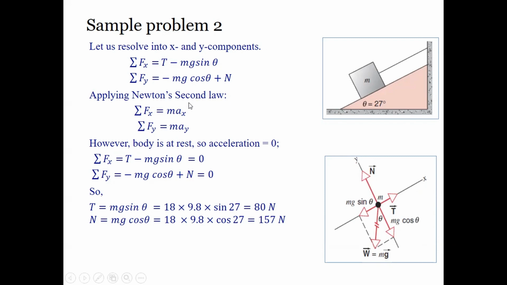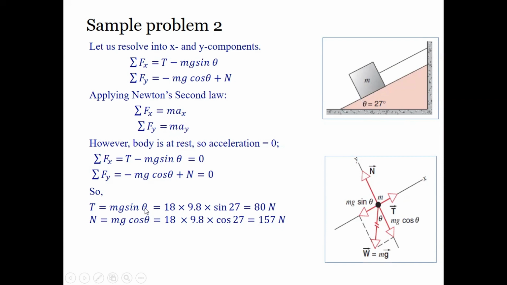Then we can apply Newton's law, which says that the net force must be equal to mass times acceleration. So along the x-axis, the sum of Fx is m into ax, and the sum of the forces along the y direction is equal to mass times ay. However, the body is at rest. It is not moving. Therefore, the acceleration is zero. Therefore, the components of acceleration along x and y direction are both zero, and therefore we have the simplification.